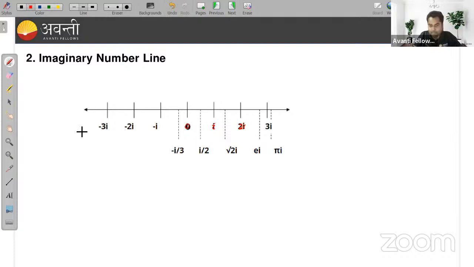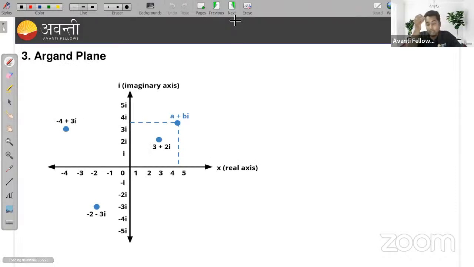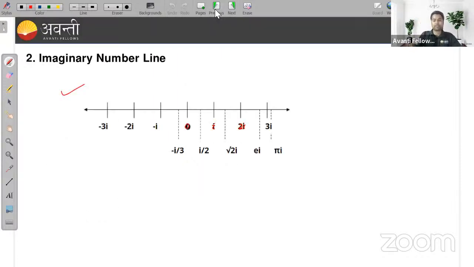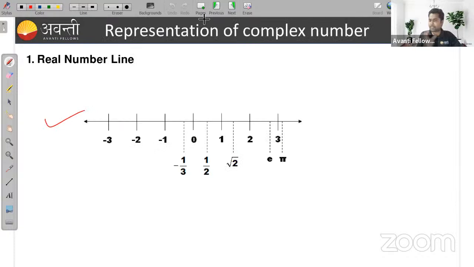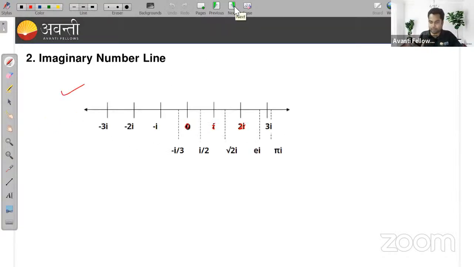Right? Is that clear to everyone? So this is my imaginary number line. Right? So now we'll learn the Argand plane. What is the Argand plane? Anyone can say what the Argand plane is? It is where we can represent the complex number. That is actually the Argand plane. Okay, so we know what the real axis, the real number line, is, and we know what the imaginary number line is.